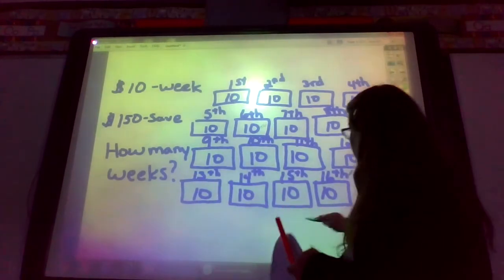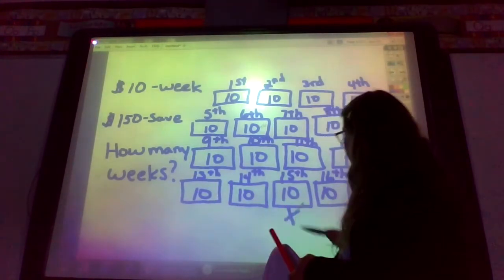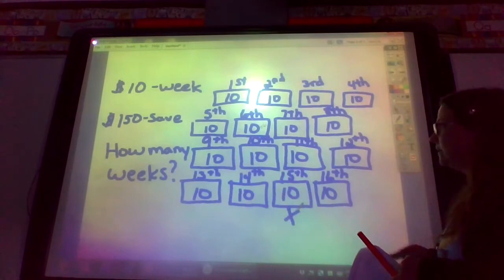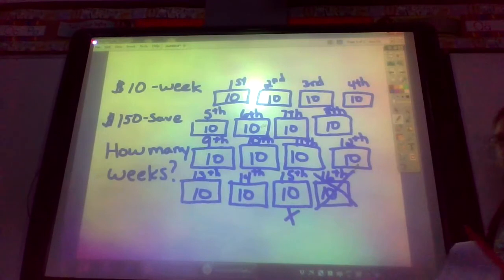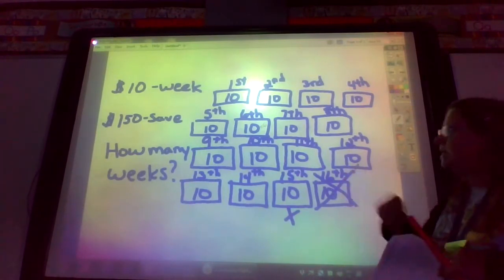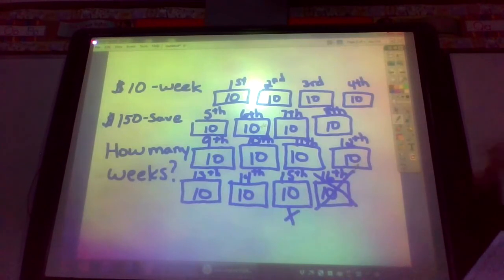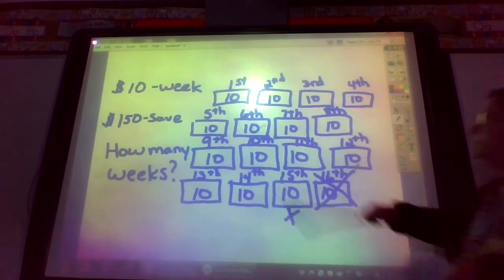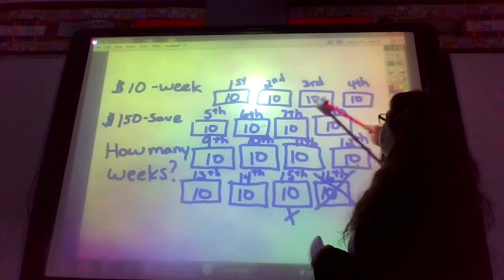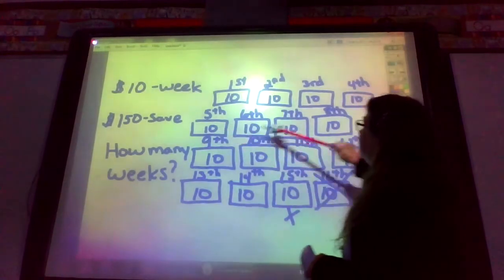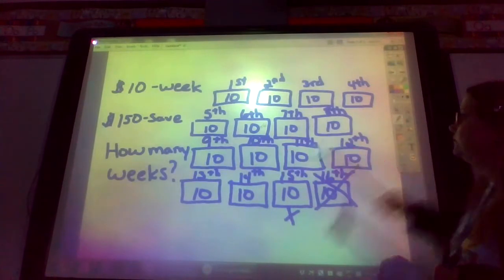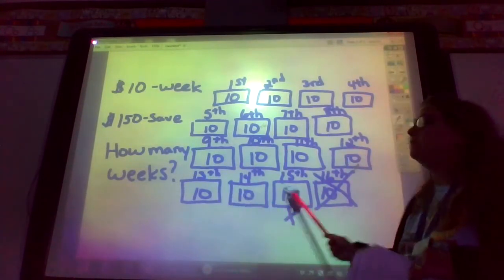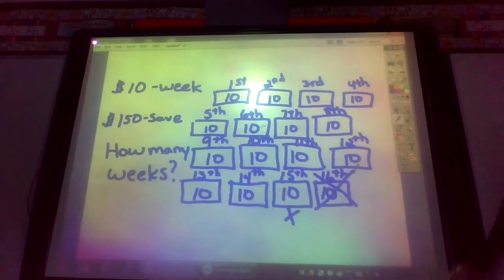I'm going to put a little X right there. I know I don't need this one. I drew one too many, so I'm going to cross it out. Well, now I need to know, I've got my 150. That's what she wants. How many weeks is that going to take? 1, 2, 3, 4, 5, 6, 7, 8, 9, 10, 11, 12, 13, 14, 15. 15 weeks.